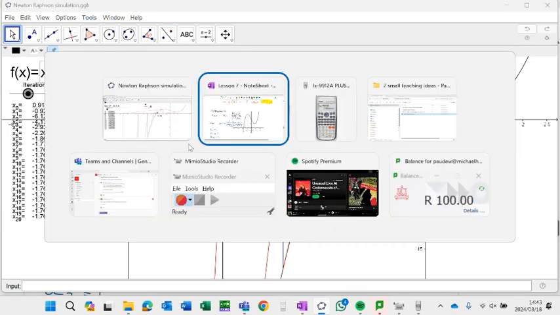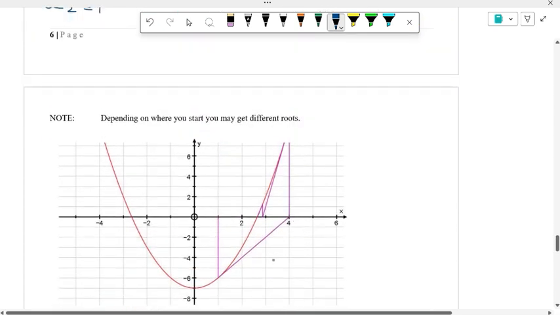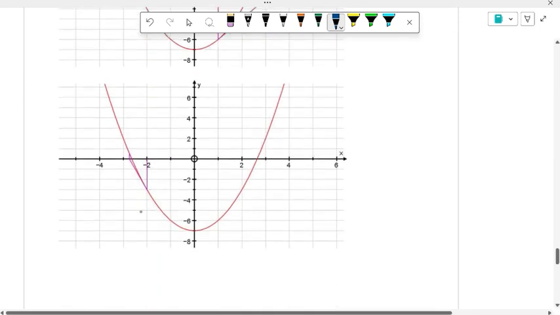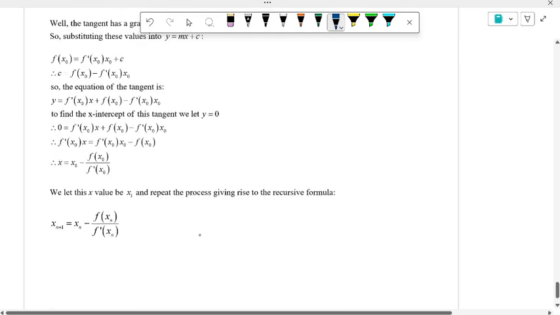The last thing before we stop is that depending on where you start, you might get different routes. So look over here. My initial guess here was 1 on this parabola, and it honed in on this x-intercept. However, if I chose an initial guess of minus 2, it comes to that one. So if you've got a function with multiple solutions, you might need to start at different points to get different solutions.